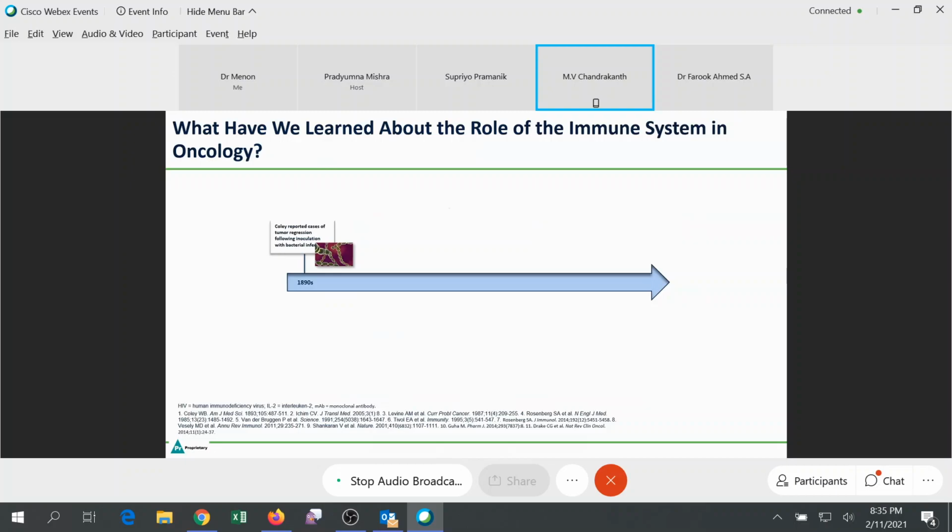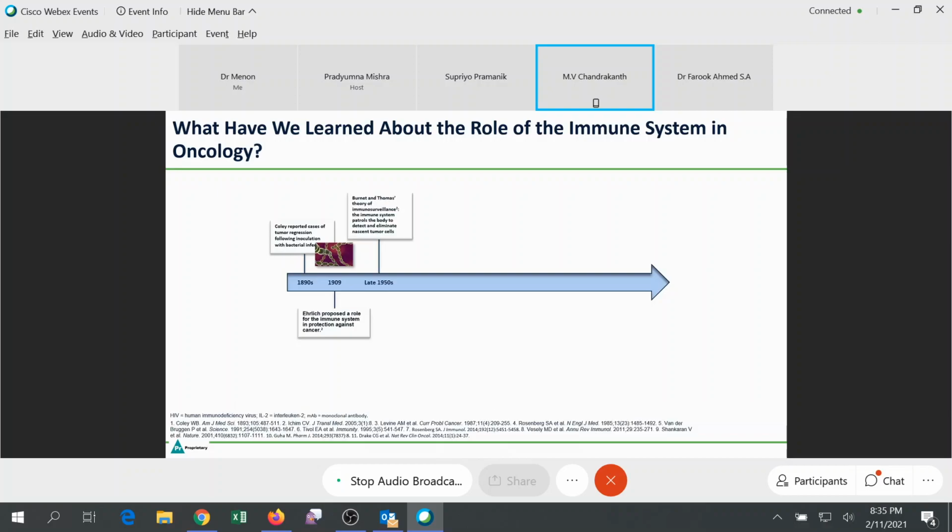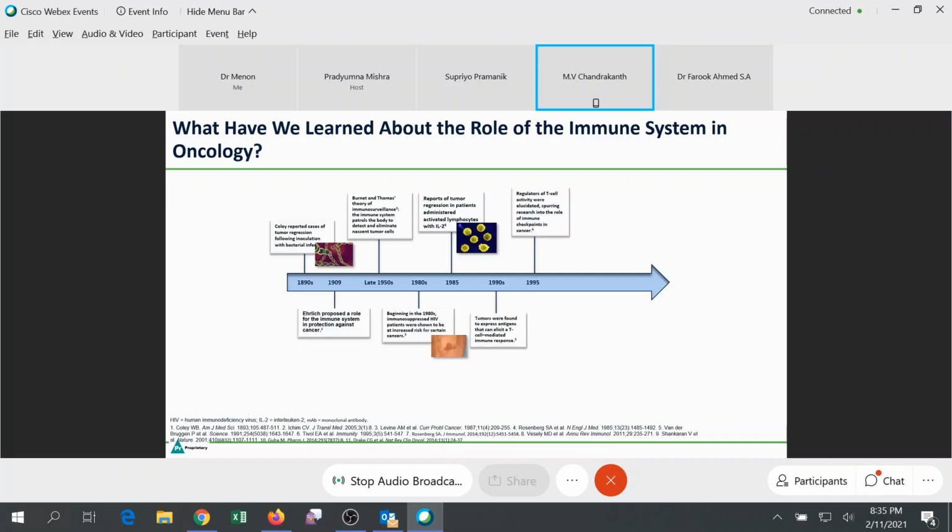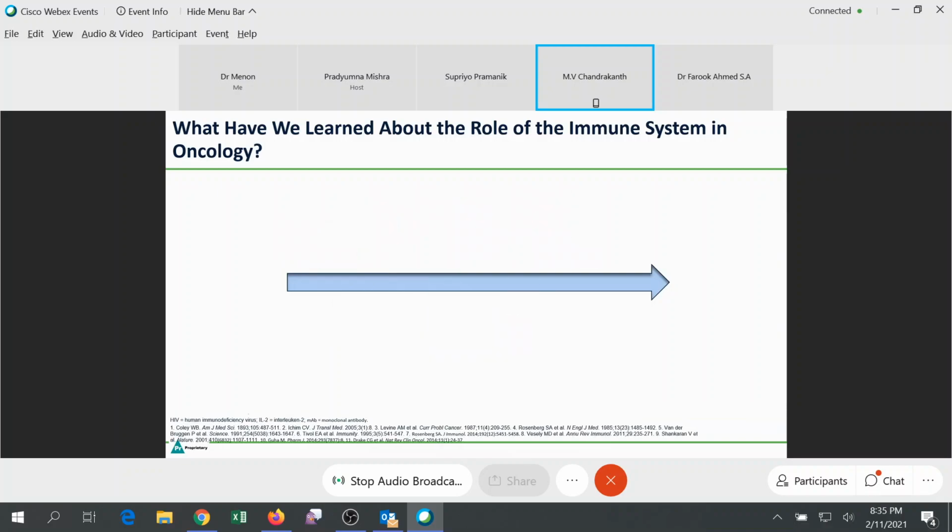So this is very important to know how we have evolved over a period of time as far as immunity and cancer is concerned. So in the 1890s, there was a report on tumor regression following inoculation with bacterial infection.